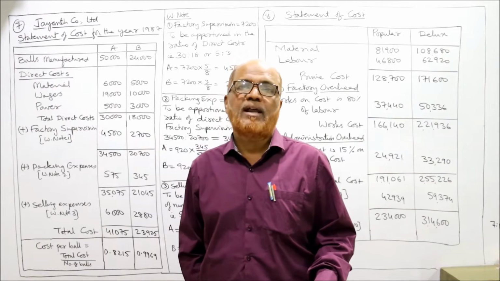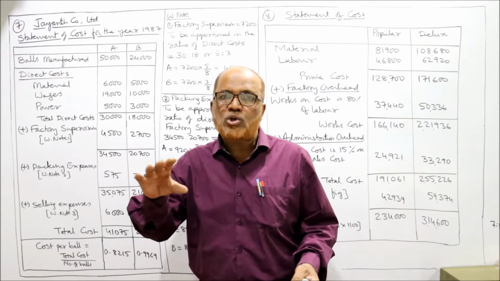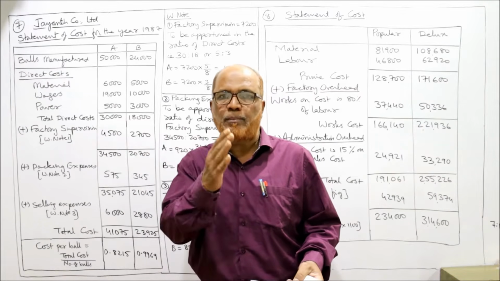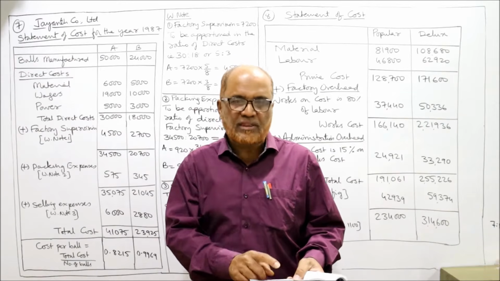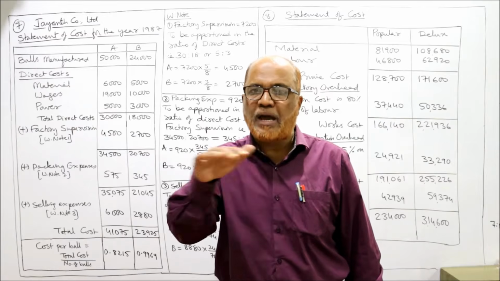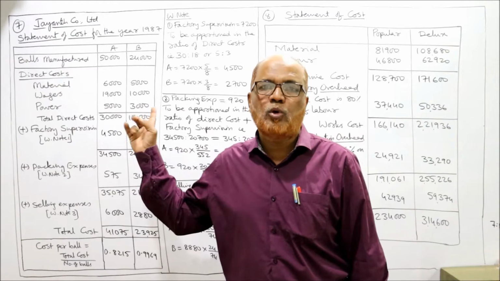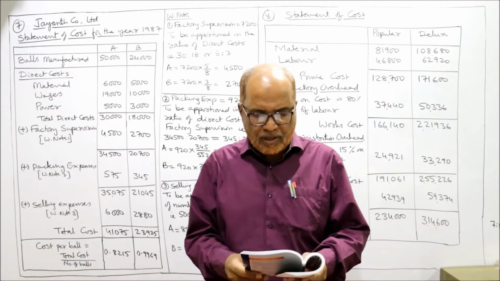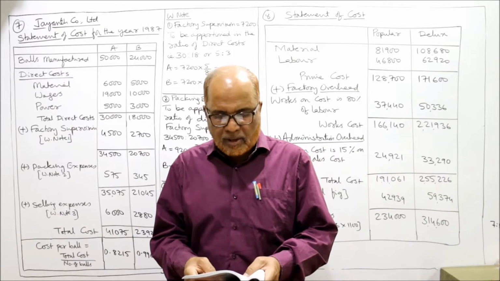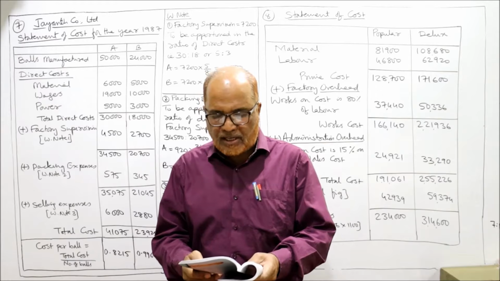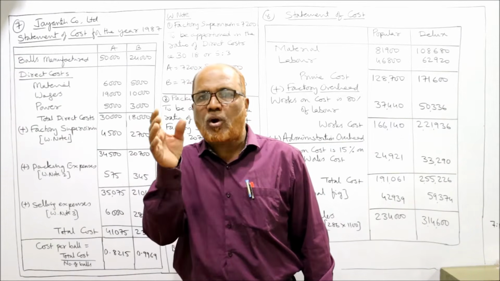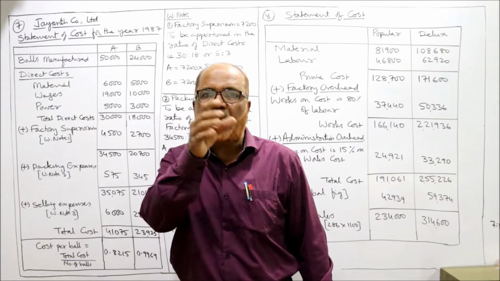These are the overheads. Now we have to apportion these overheads in the 2 products, A and B. And 7,200 is the factory supervision. This factory supervision should be apportioned between the 2 products A and B. So how to apportion this common cost? It is given here. You are required to prepare a statement showing the cost of each kind of balls taking into consideration. What is the total cost and cost per ball for A and B?